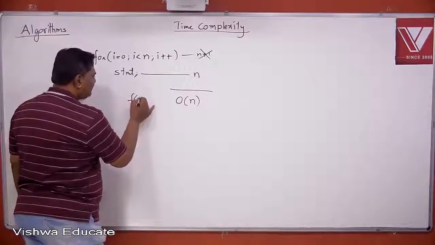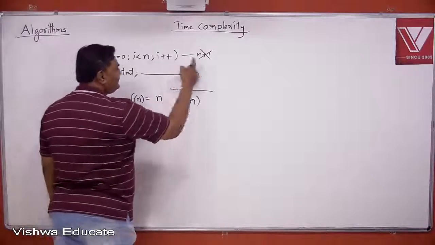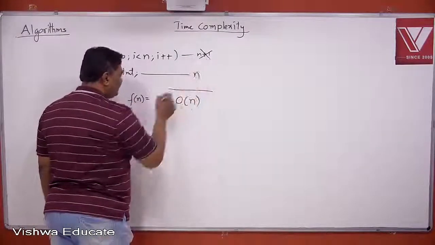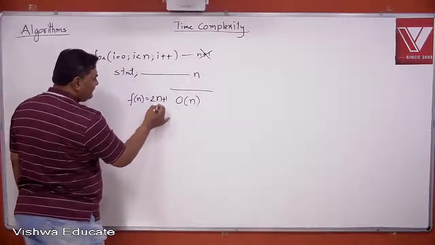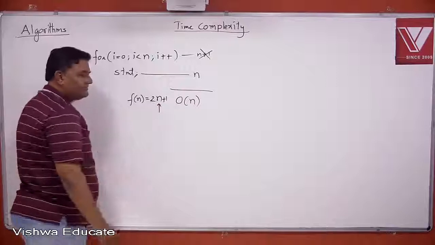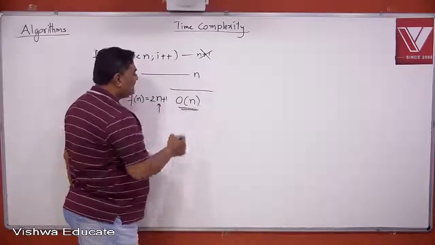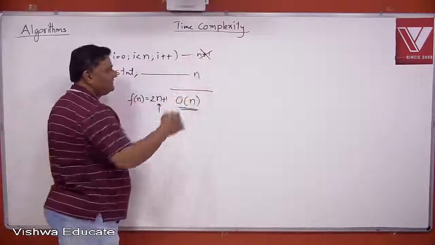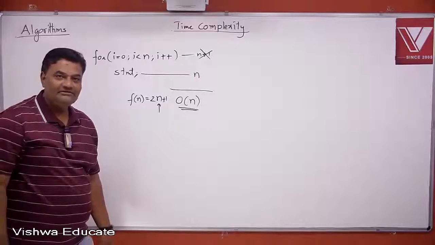If you want me to write the function, I will write it as n. But if I consider this also, it will be 2n plus 1. But finally, we say this is degree n. Degree is n power 1. So we want this answer. That is the reason I'm not considering this one. So this is the approach we will take now for finding the time complexity.